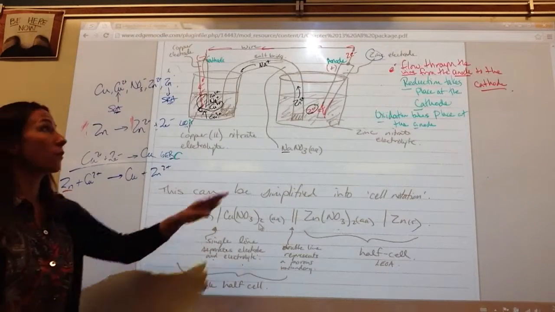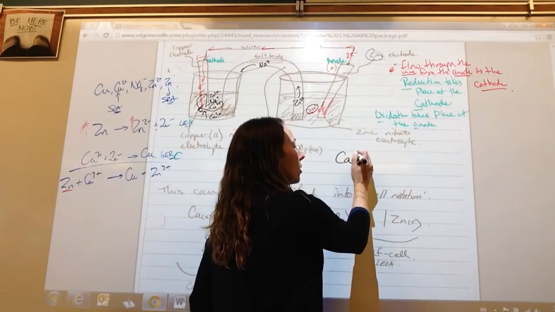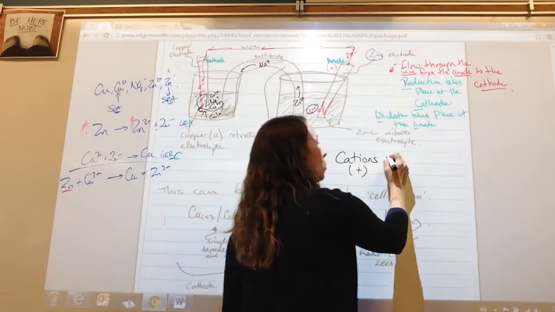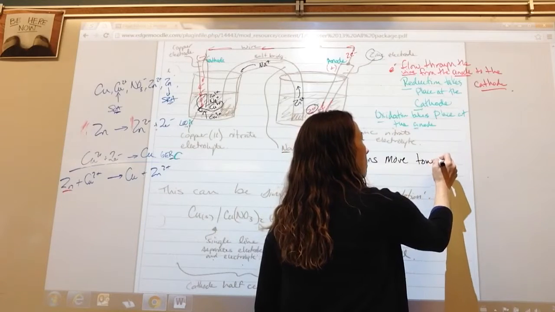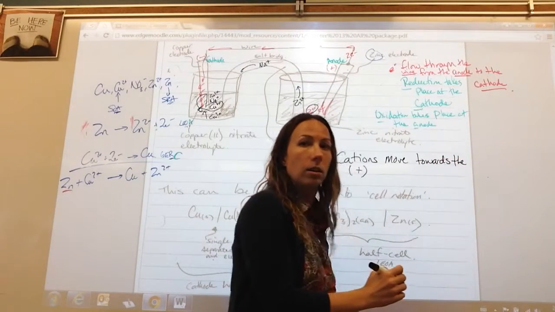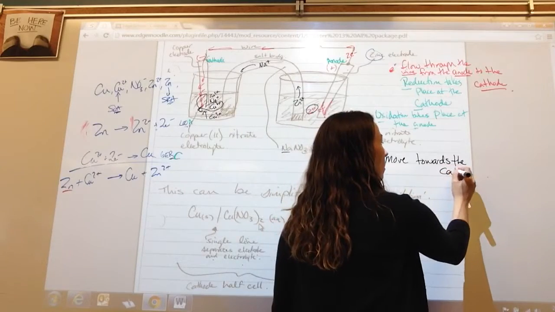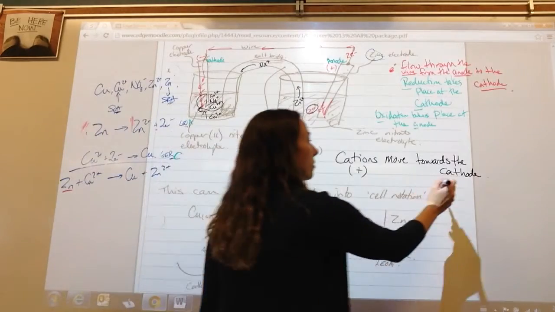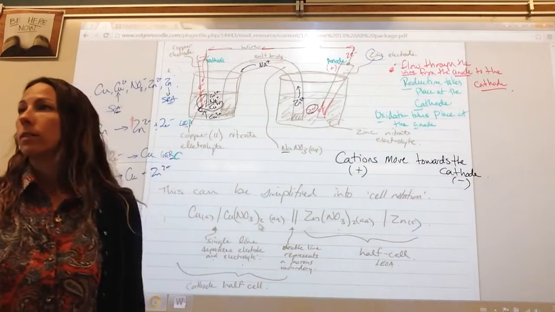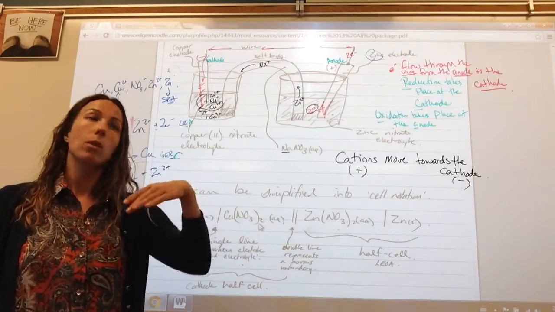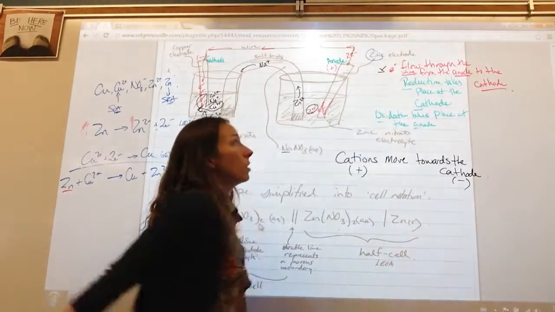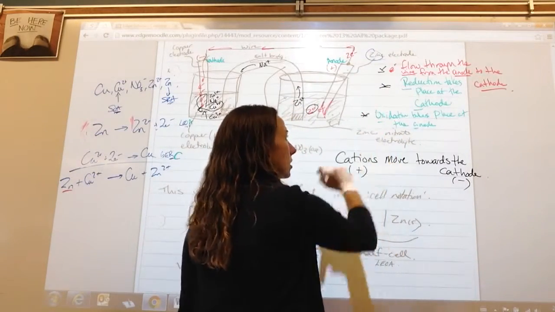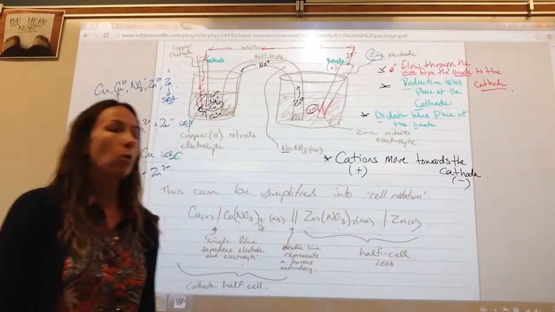Okay, so good. By the way, that means we could write here, the cations, those are the positively charged ions, move towards the cathode. Did you see all the cations moving to the cathode? Why? Because the cathode is negative, and they're attracted. So we've got a lot of statements here. Electrons flow through the wire from the anode to the cathode. Reduction takes place at the cathode. Oxidation takes place at the anode. Cations move towards the cathode.